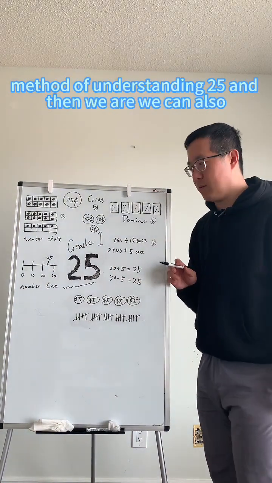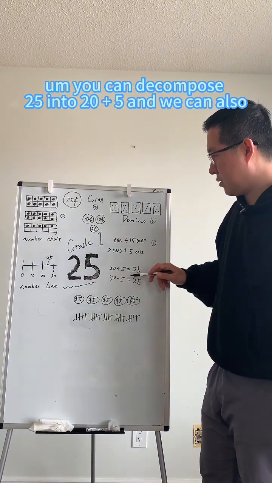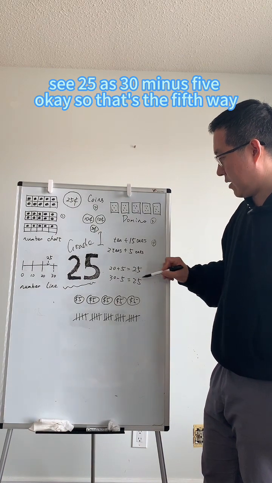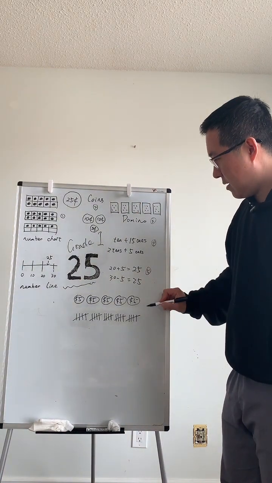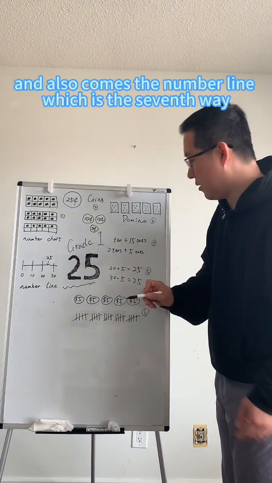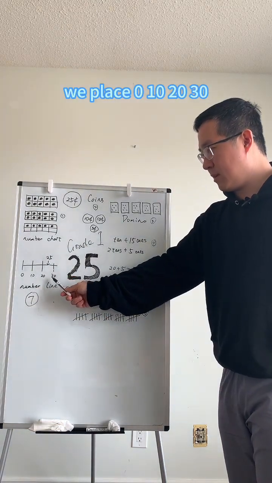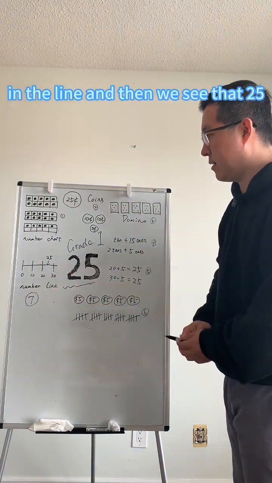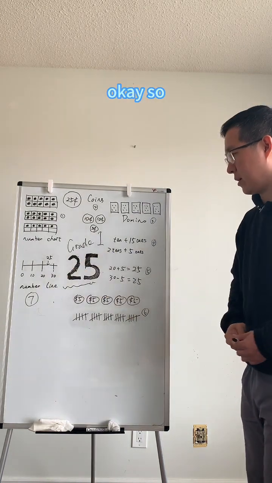And then we can also decompose 25 into 20 plus 5, and we can also see 25 as 30 minus 5. Okay, so that's the fifth way. And then we also have the lines and slashes way to represent 25. And also comes the number line, which is the seventh way. We place 0, 10, 20, 30 on the line, and then we see that 25 lies right in the middle of 20 and 30. Okay.